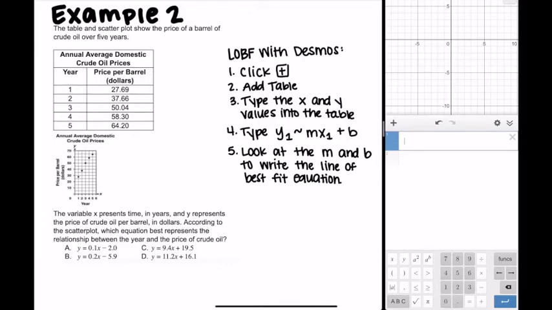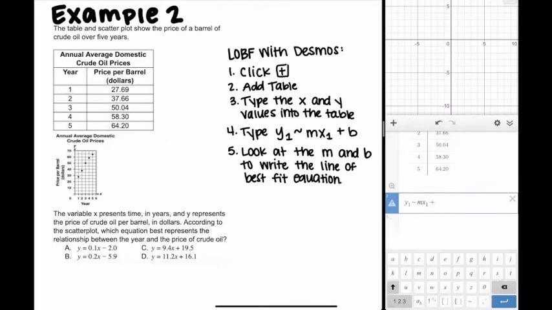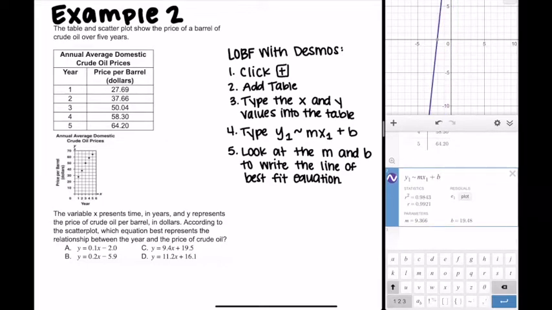So first we're going to take our table and put it into Desmos, so plus, add a table, and then put in your x and y values. Now that we have our table of values, we're going to tell Desmos that we want the equation of the line of best fit, which is y1 squiggle mx1 plus b. And now we have our m and our b value. So m is 9.366. b is 19.48.